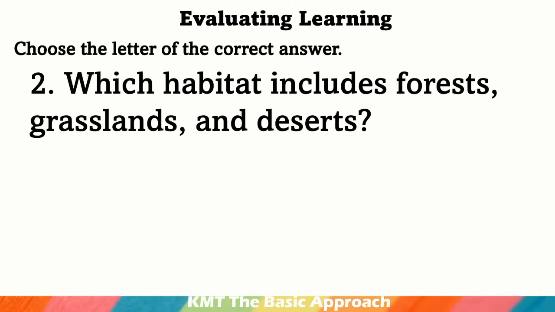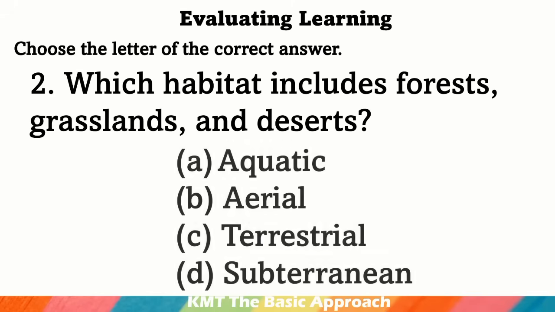Number 2. Which habitat includes forests, grasslands, and deserts? Letter A. Aquatic. Letter B. Aerial. Letter C. Terrestrial. Or letter D. Subterranean. What is the correct answer? Good job! The correct answer is letter C. Terrestrial.